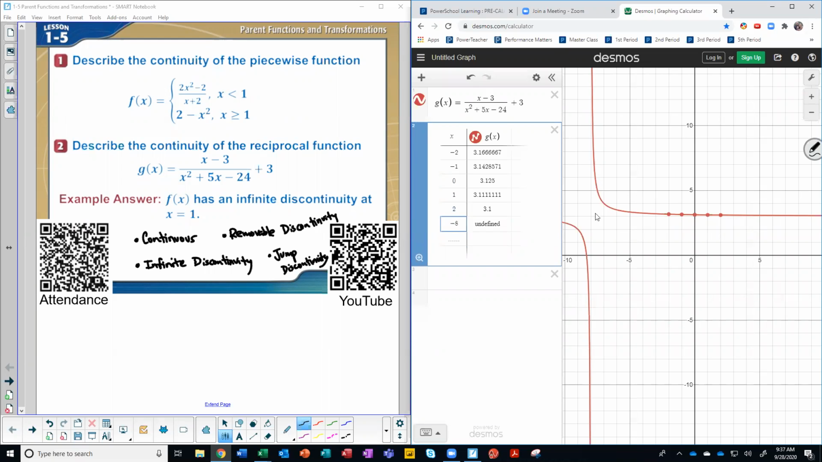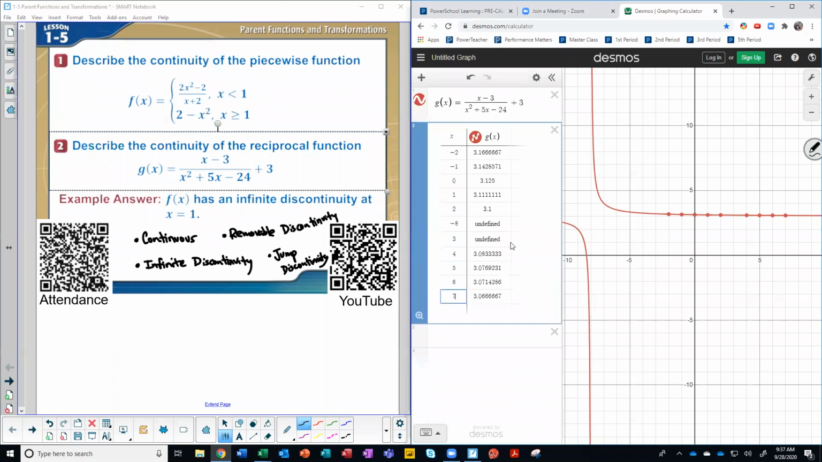So -8 we saw. But when I look at this graph, I don't see another break. And I think there should be 2. Mr. Voorhees said if you have the power of 2 in the denominator, you should have 2 breaks. So I have the one at -8. Where's the other break? You just start typing in the numbers. So I got -2, -1, 0, 1, 2. If I type in a 3, look what it says, undefined. So that's how you can find your breaks.